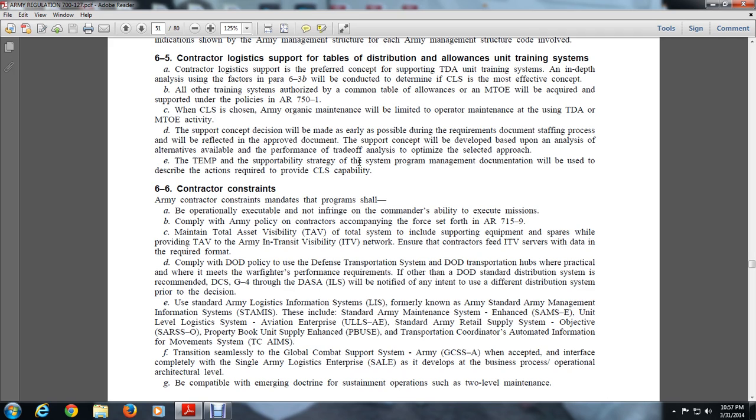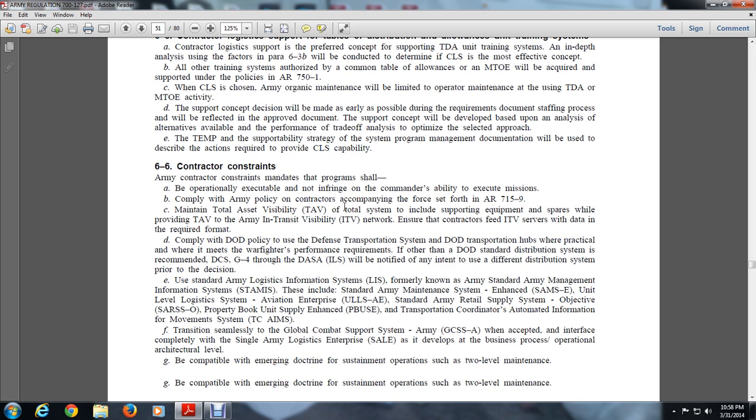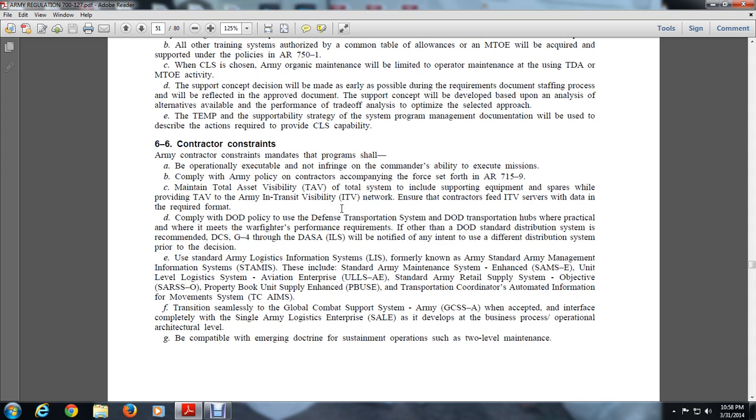U.S. Standard Army Logistics Information Systems, formerly known as Standard Army Management Information Systems, STAMIS. These include Standard Army Maintenance System-Enhanced, SAMS; Unit Level Logistics System-Aviation Enhanced, ULLS-AE; Standard Army Retail Supply System-Objective, SARSS-O; Property Book Unit Supply Enhanced, PBUSE; Transportation Coordinators' Automated Information for Movements System, TC-AIMS; and Global Combat Support System-Army, GCSS-A. When accepted, interfaces complete a single Army Logistics Enterprise, developing business processes at the operational architectural level, capable of supporting emerging doctrines such as two-level maintenance.